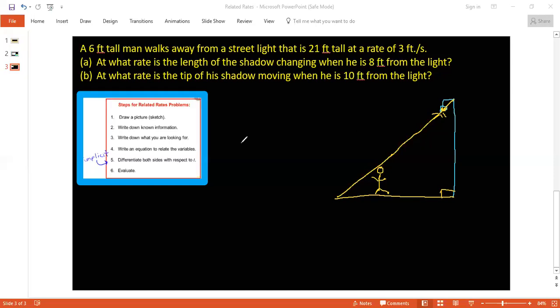So I have this picture of this man. He's 6 foot tall. So I want to go ahead and label it. And this is this part, write down known information. If I'm labeling it, I still think that's writing down the known information. And the light is 21 feet high.